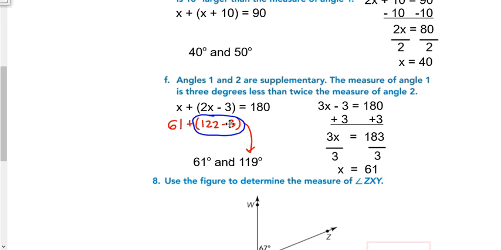To check our work, we do 119 plus 61, and let's make sure that they add up to 180. And they do. So that must be correct.